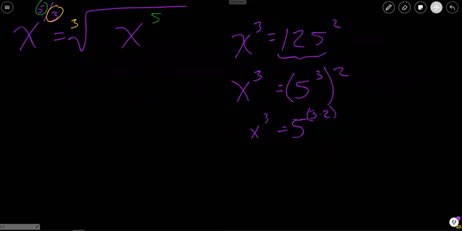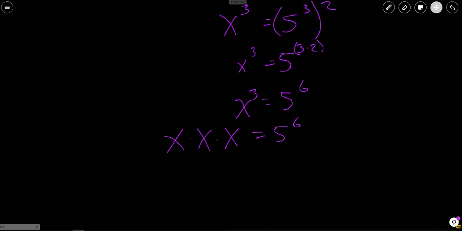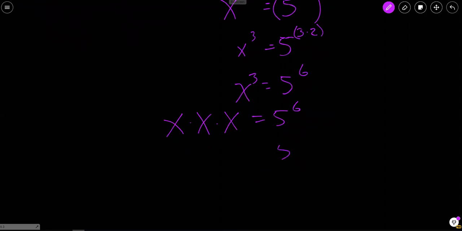And then I can just continue from there. That means that x to the third is equal to 5 to the 6th power. Okay. Well, we're almost done. Some number times itself 3 times, or some number to the third power, x times x times x, is equal to 5 to the 6th. Well, if you think about 5 to the 6th power, it is 5 times 5 times 5 times 5 times 5 times 5. I know I'm doing this very visually, but maybe this will help.